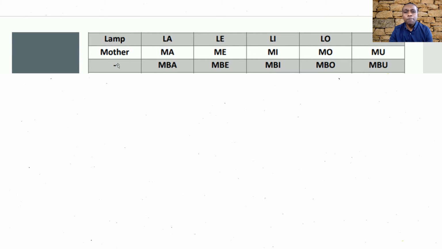MB. This is a good one because now we have two consonants and a vowel forming one syllable. And how do you pronounce that? Mba. Can you try and say that? Can I hear you? Mba. Mbe. Mbi. Mbo. Mbu. Brilliant.